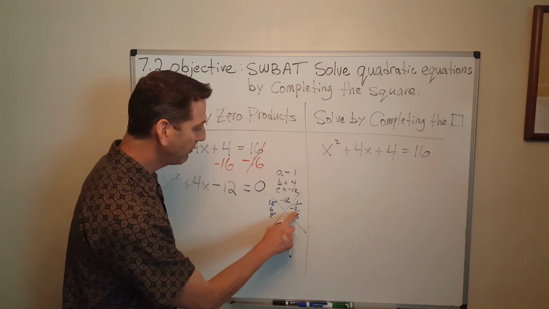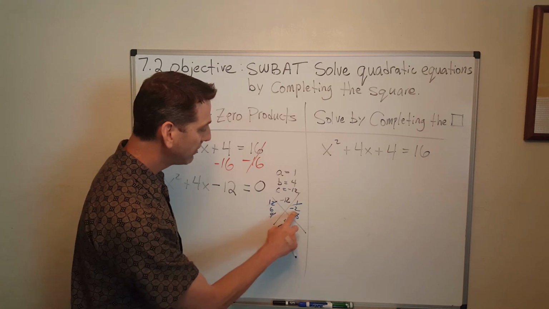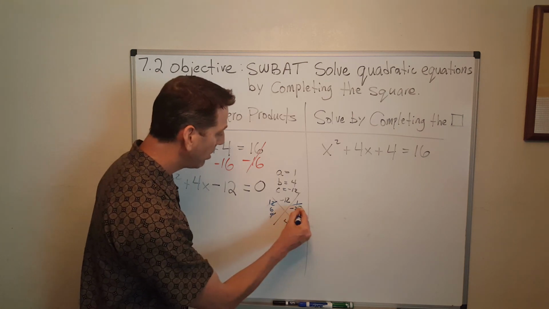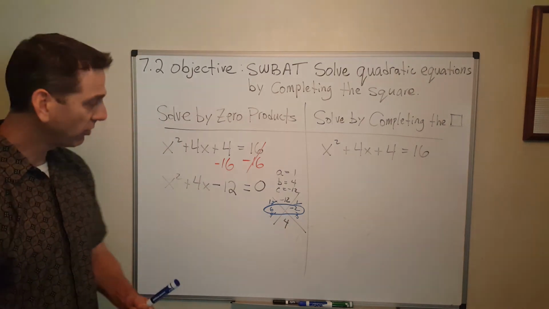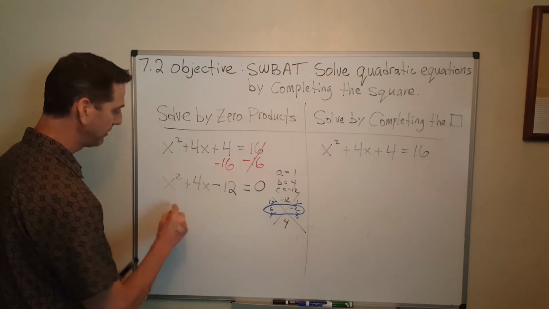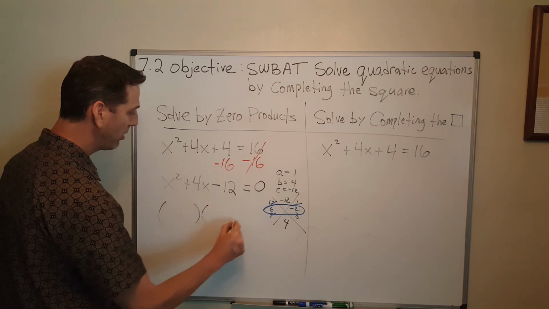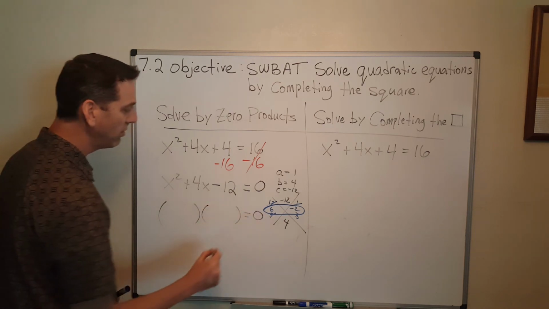So 6 times negative 2 is negative 12. 6 minus 2 is 4. So those are the two numbers we want to use. And so we would just simply factor this. Let's set up our parentheses, set that equal to 0.